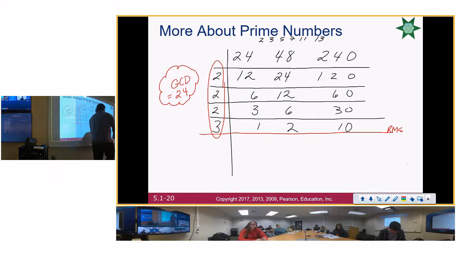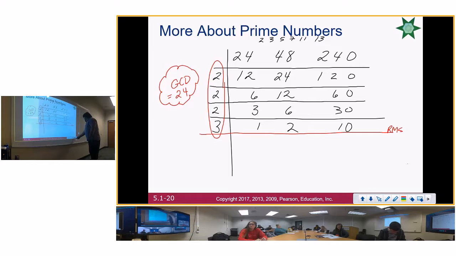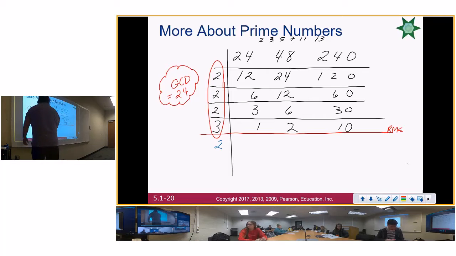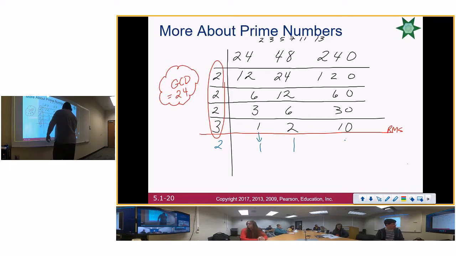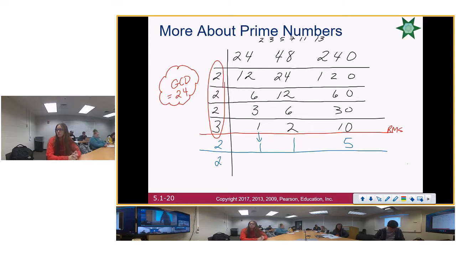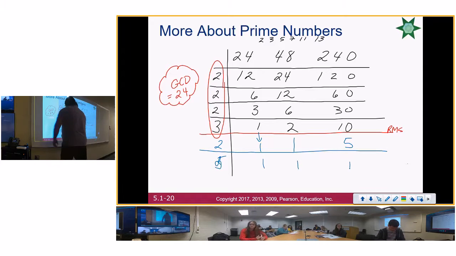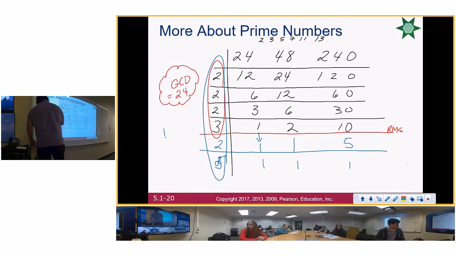Now I do my blue marker. And I do 2. That's going to come down. 1 and 5. And 2. 5, 1, 1, 1. So that's going to be 240. Least common multiple is equal to 240.